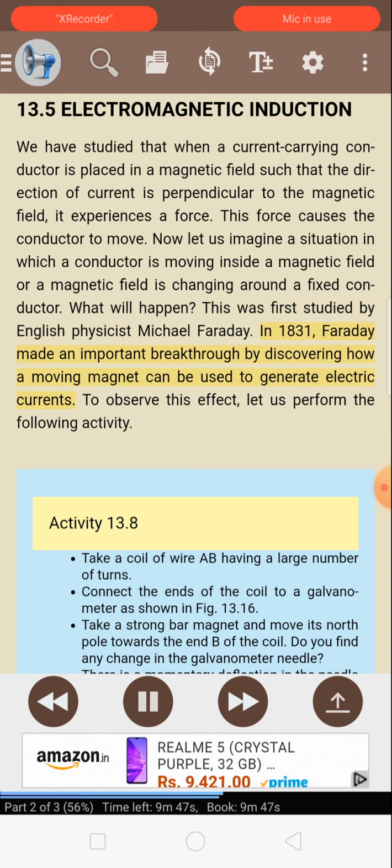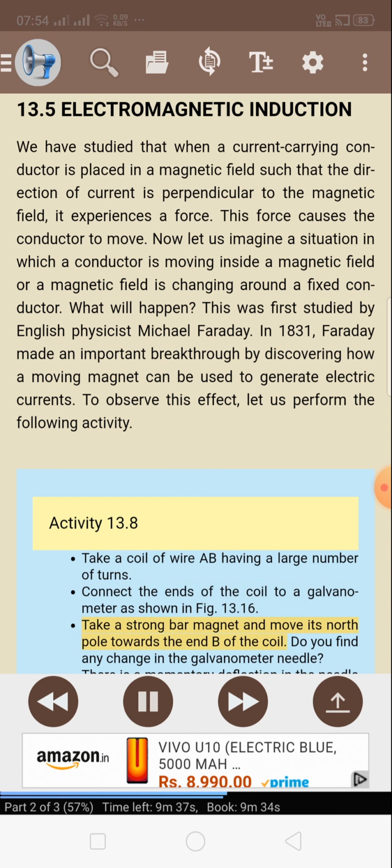In 1831, Faraday made an important breakthrough by discovering how a moving magnet can be used to generate electric currents. To observe this effect, let us perform the following activity. Activity 13.8. Take a coil of wire AB having a large number of turns. Connect the ends of the coil to a galvanometer as shown in figure 13.16. Take a strong bar magnet and move its north pole towards the end B of the coil. Do you find any change in the galvanometer needle?